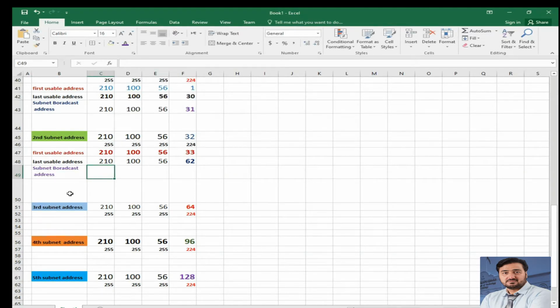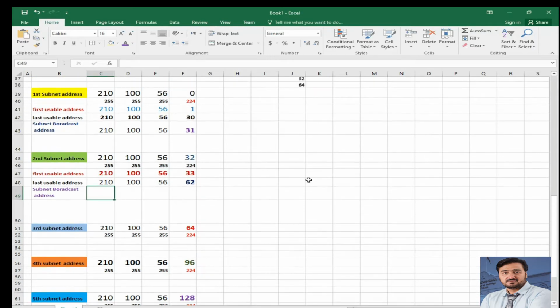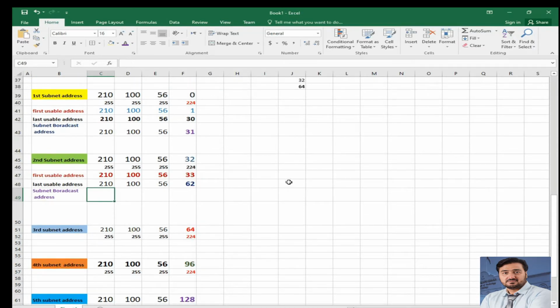Subnet broadcast address. Okay, so what is the subnet broadcast address? 210, 156, 63. Good. So 263, 210, 156.63. Okay, because we need to subtract 1.